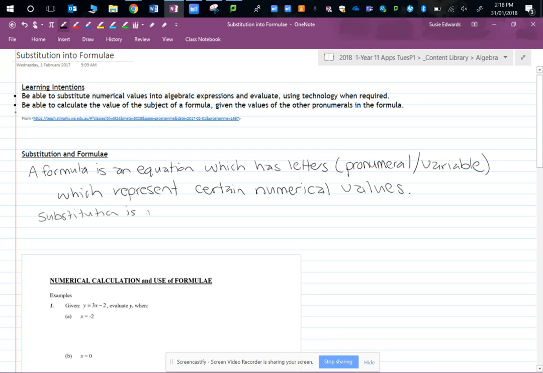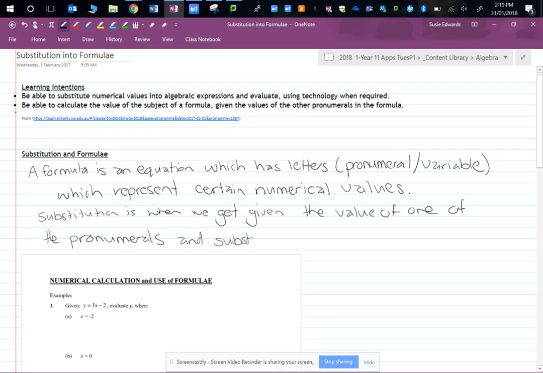Is when we get given, and you'll note the word given gets pushed around a lot, okay? We get given the value of one of the pronumerals. It could be more than one. And substitute it into the equation. So again, I told you that's pretty much our little notes, our words.